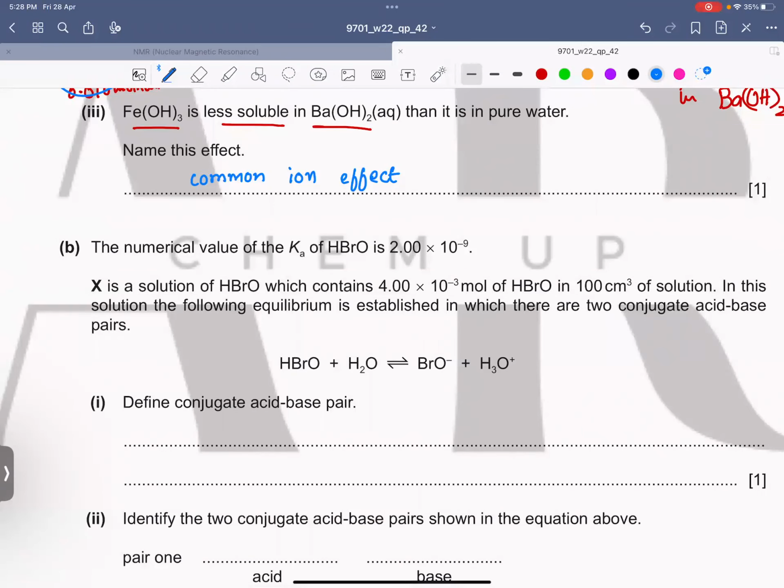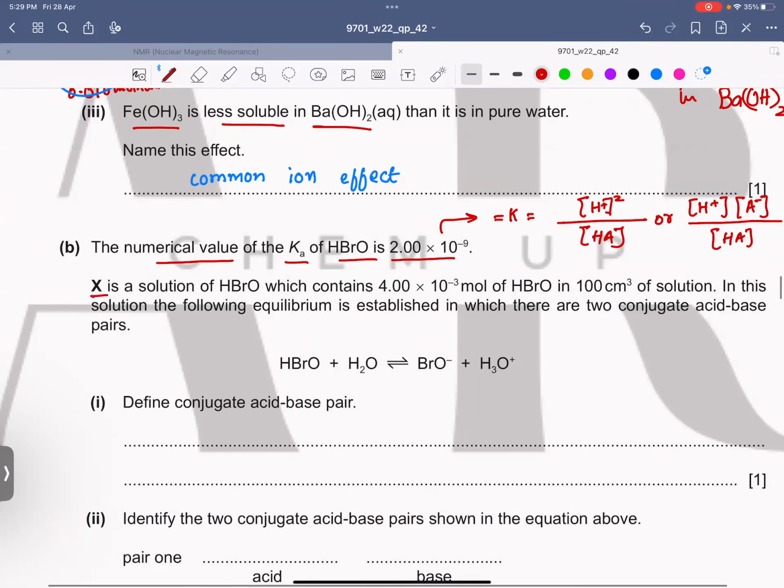Okay. Now, the numerical value of Ka of HBrO is 2 exponent minus 9. It is a Ka value which is calculated by the concentration of hydrogen ion squared over concentration of acid, or by concentration of hydrogen ion times the negative ion concentration divided by the concentration of acid. Okay, X is a solution of HBrO which contains 4 exponent minus 3 moles of HBrO in 100 centimeter cube. So these are the moles and this is the volume.